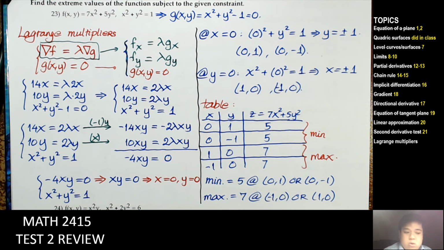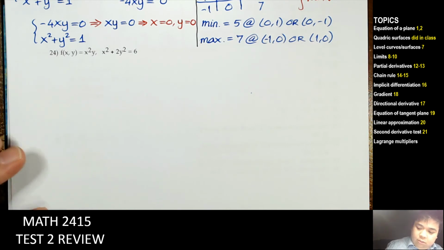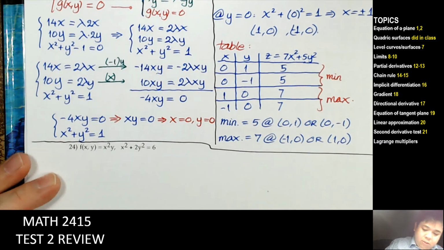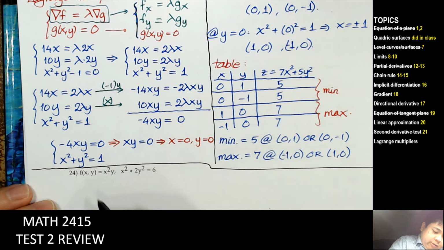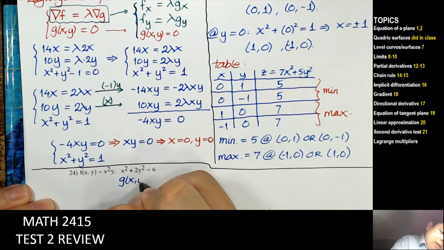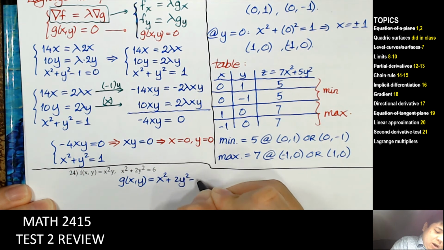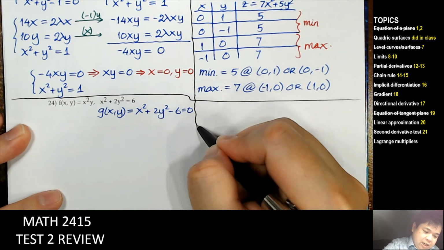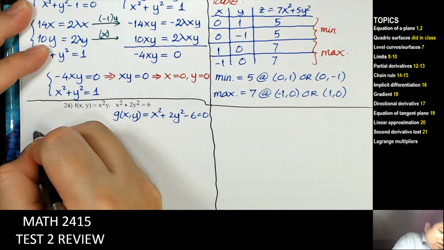Right. So I think I'll go to 24 also. Right, 24, the same Lagrange multipliers. First, I need to write g of x, y is equal to x squared plus 2y squared minus 6 equal to 0. Right, also a long problem. Let's divide the pair in half. So we have the system of equations.